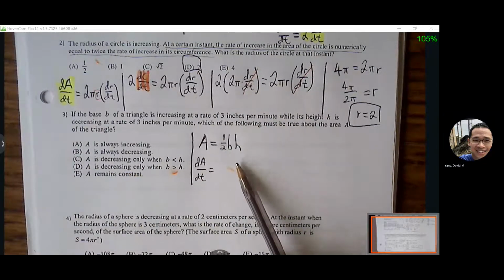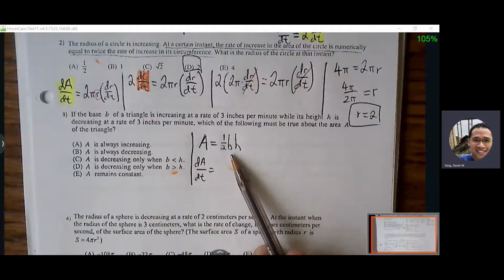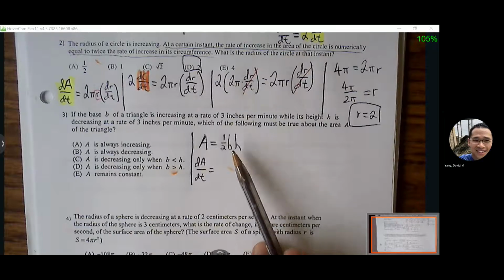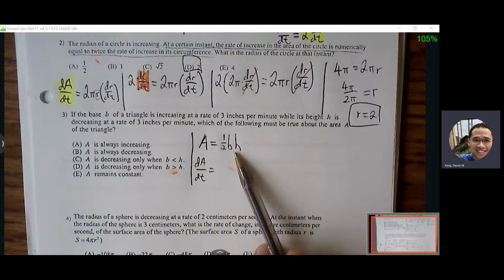Okay. What can I do on the right side? Can I just say, okay, I need both variables, so I can make this dB dt times dH dt? Can I do that? Gotta do product rule. I know it's easier to just say dB dt times dH dt and be done with it, but that's not the correct form.